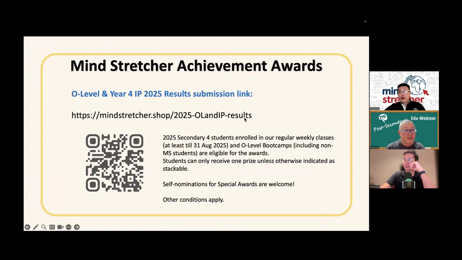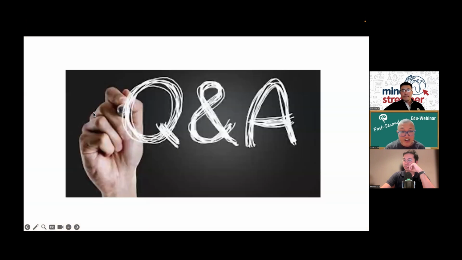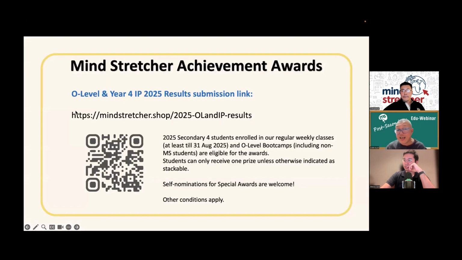For instance, last year we awarded quite a number of prizes to the poly students. Why? They were scoring F9 and P7 for their various subjects. Then at O levels, they got a B3, some A2, some A1, which I thought was a fantastic achievement. Best progress, whatever. So I think it is very important.